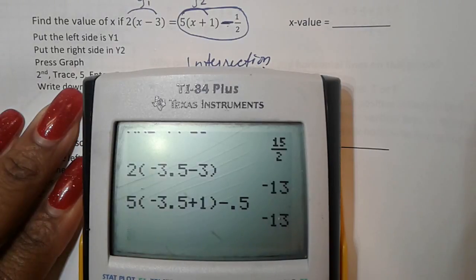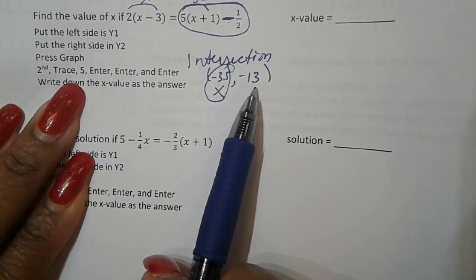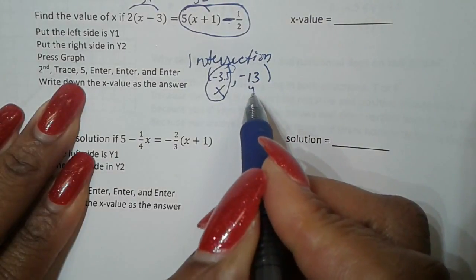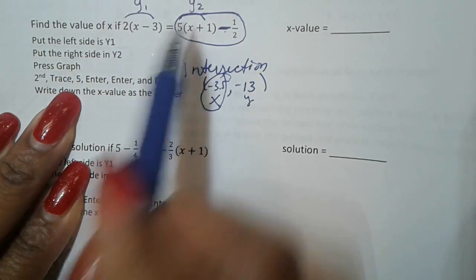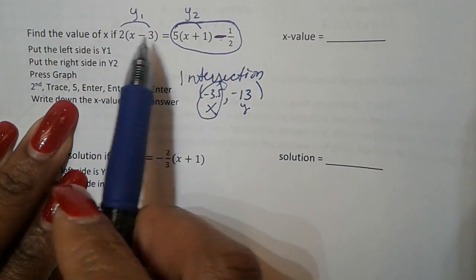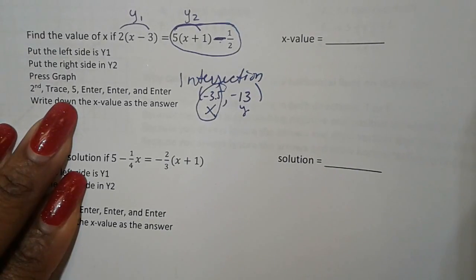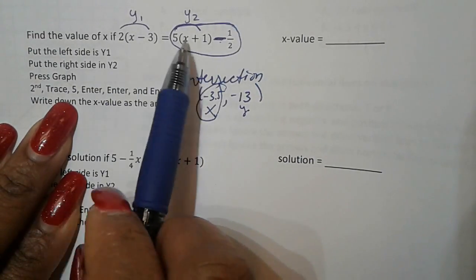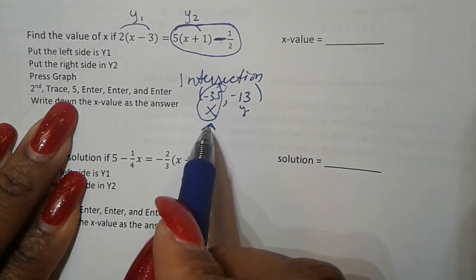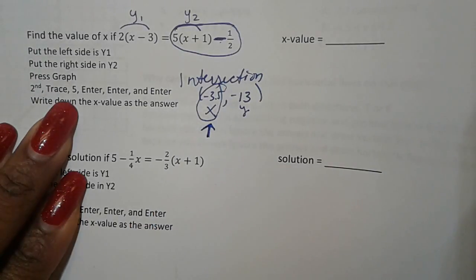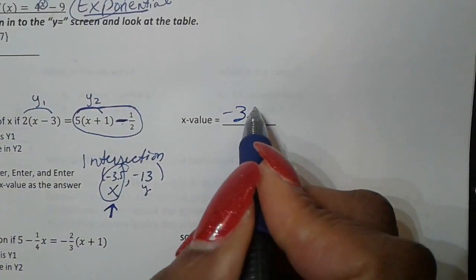So what did we just discover? The answer to the problem. Is it 13? No, that says Y, people. That says what? X, people. Hello. So I needed to know X. This gave me X. That's why when we're isolating variables, I always use X so that when we plug it in the calculator, you always see and know for sure which of the two numbers would be the solution. The answer to the problem is negative 3.5.